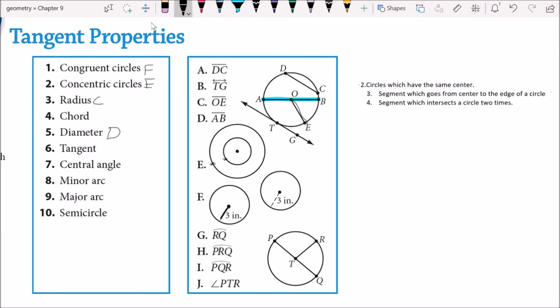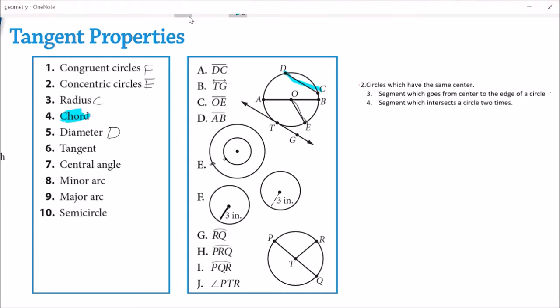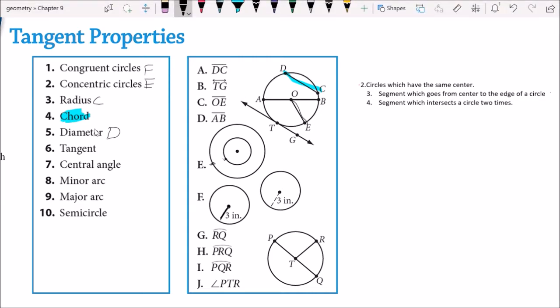A chord hits twice and is not the diameter. So where do we see that? That occurs right here, D to C. I'll color code those so they stand out. Okay, and so what letter is that? DC is answer A.